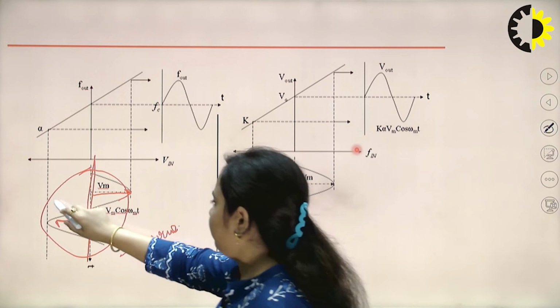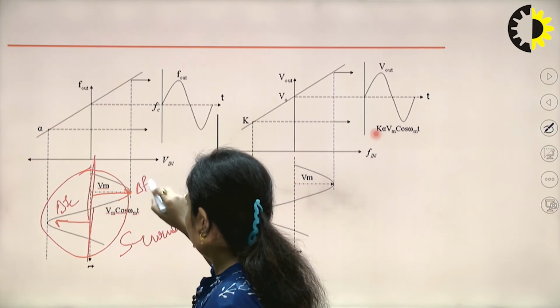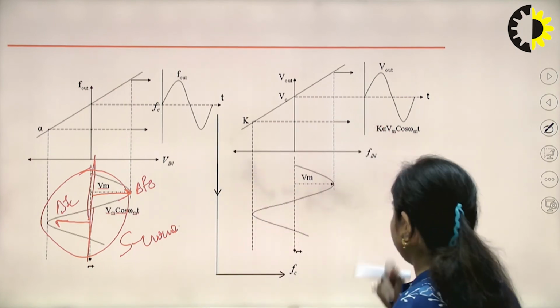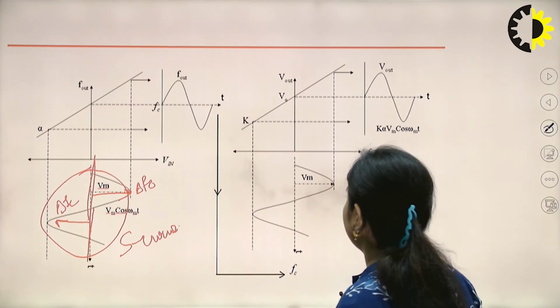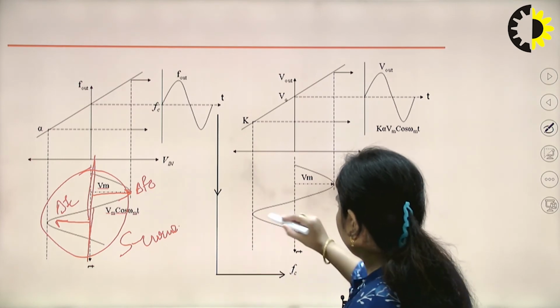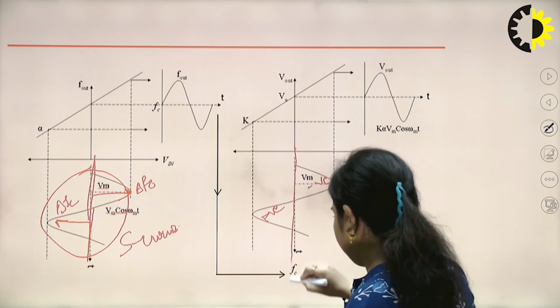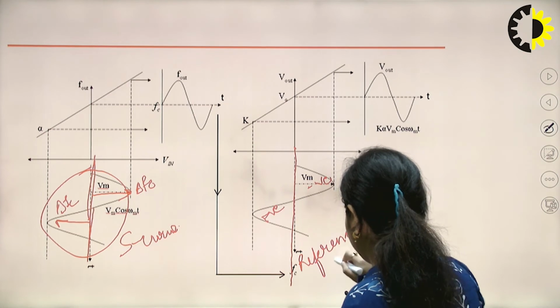So this will be delta Fc and this will be minus delta Fc. This is the negative part, that is the positive part. So this is related to the frequency, this is related to voltage, that is positive voltage variation, this is negative voltage variation, and this will be the reference value.